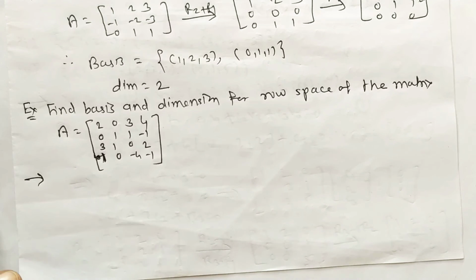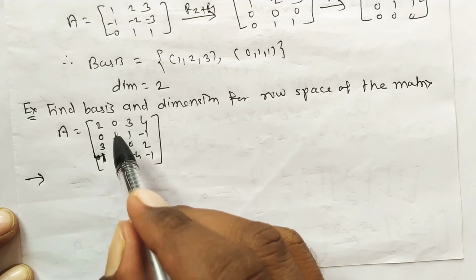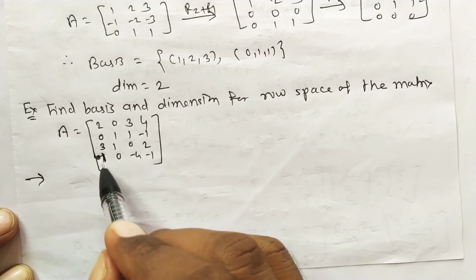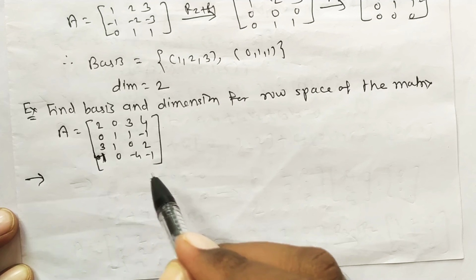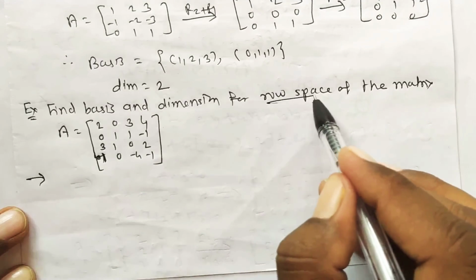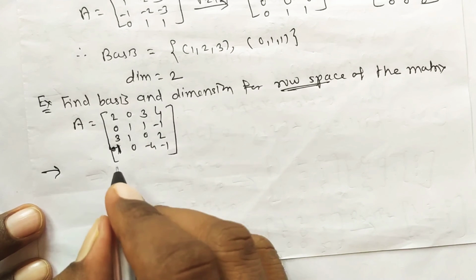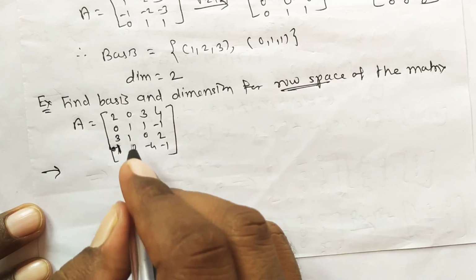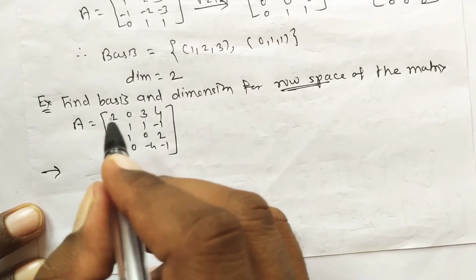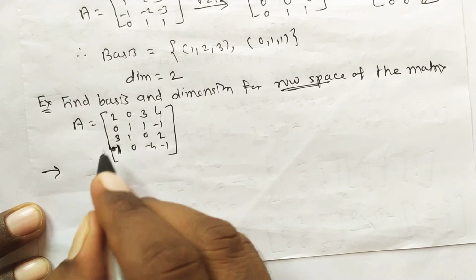The next problem is: find the basis and dimension for the row space of the matrix A equal to 2, 0, 3, 4, 0, 1, 1, -1, 3, 1, 0, 2, 1, 0, -4, -1. So how do we solve such type of problems? Here we have to find the basis and dimension for the row space of this matrix. So in the solution, first we write this given matrix as it is and simply reduce it to canonical form. We have to find only the linearly independent vectors from this, that is the basis of the row space of this matrix.